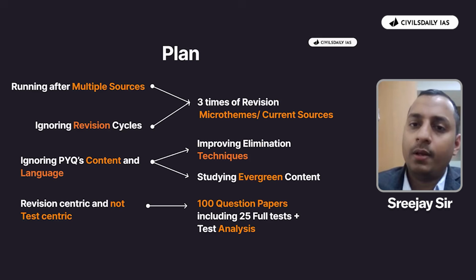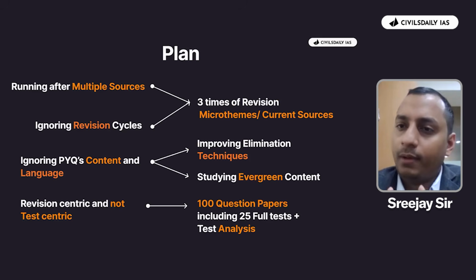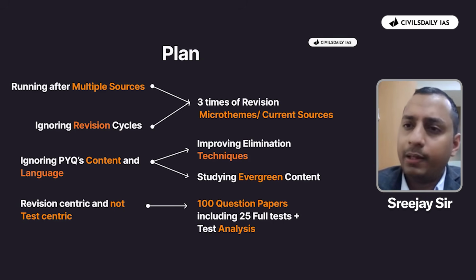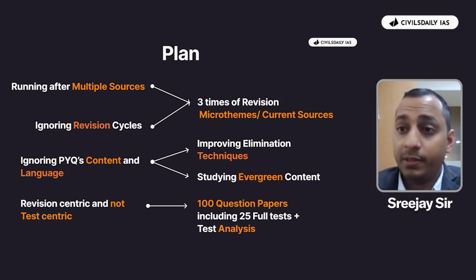Clear? Now, what do you need to do? At least 3 times you have to revise the micro themes and also the current affairs. You have to significantly focus on improving your elimination techniques and studying the content of UPSC. Because when you compare the 2025 paper, at least 9 questions have been repeated from the previous year, right?